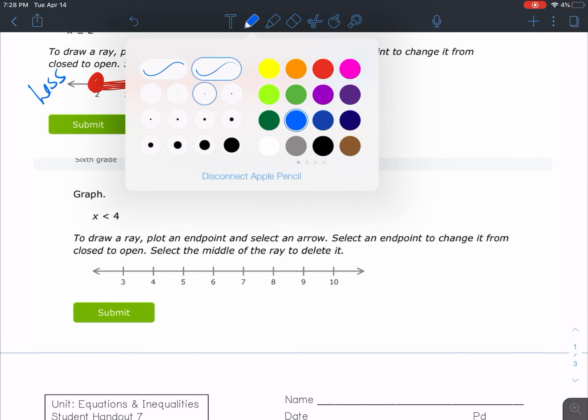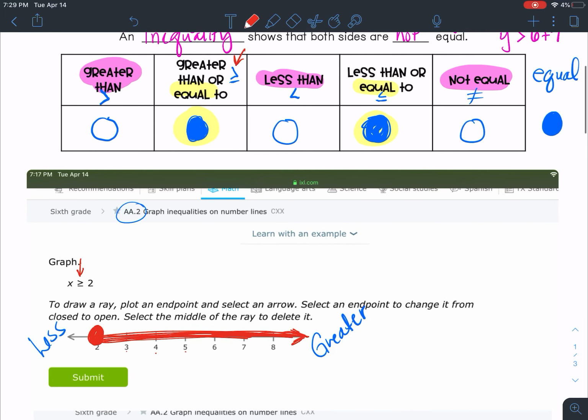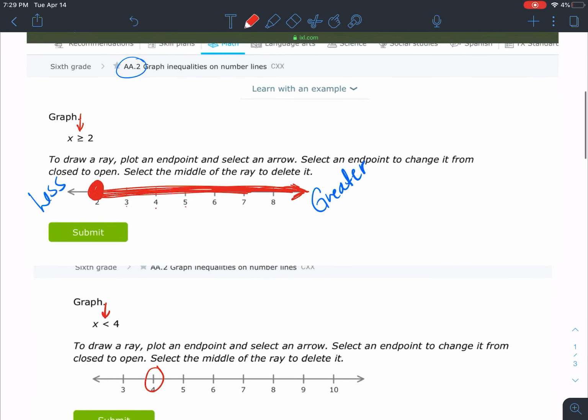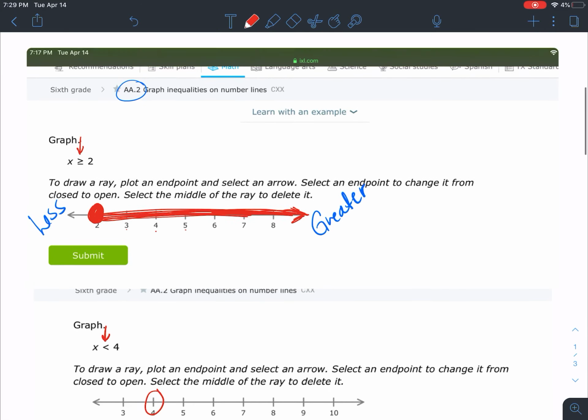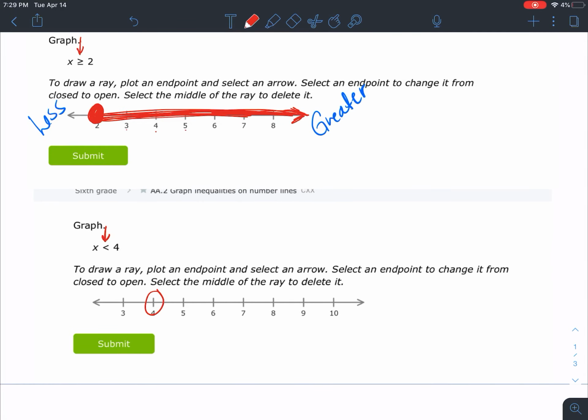Now let's go to the next one. I have x, this symbol right here, and I have 4. So I'm going to go to the 4 and circle the 4 because I know I'm working with the number 4. Now I need to remember, what does this symbol mean? If I go back to my chart, which I will post, it matches this one right here. So it's less than. x is less than. Can it be equal to? Nope, because it does not have the line. So it stays an open circle.